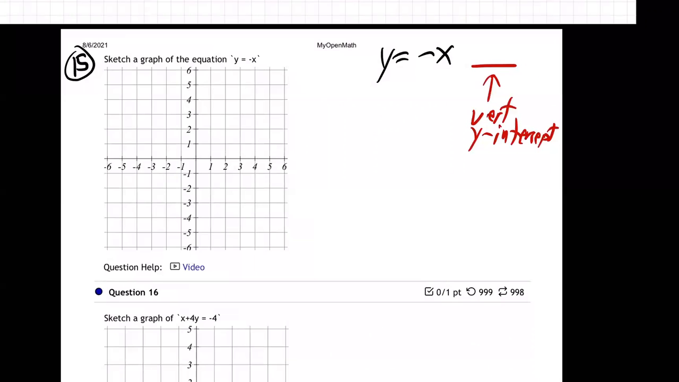So what does that really mean? 0. So it's right here. At a height of 0 on the y-axis, it starts off at a height of 0 here. You see how the numbers go? 0, 1, 2, 3, and down below -1, -2, -3.